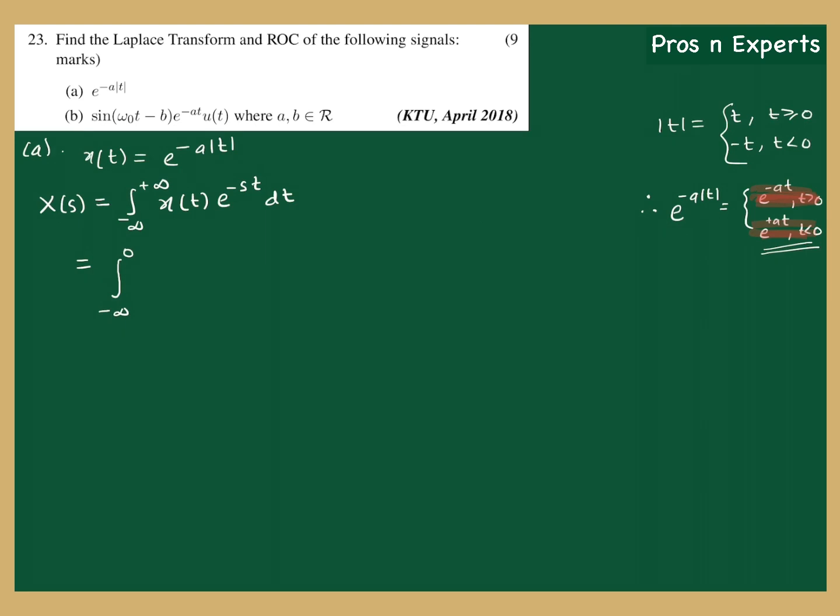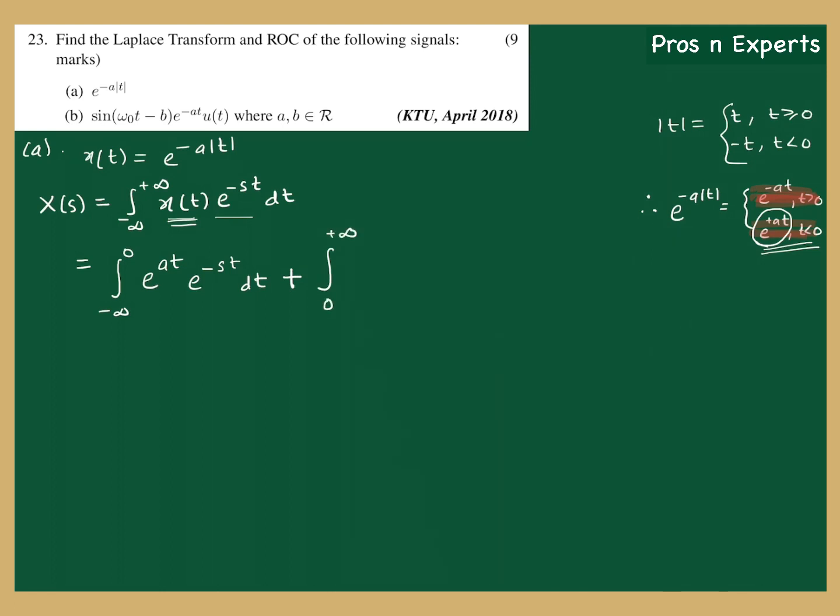Okay, so what is the integral at this negative side? You know, the definition is x of t into e raised to minus st dt. What is x of t at negative time? This is negative time. So x of t at negative time is e raised to at. So instead of x of t, I can write e raised to at, and the rest is e raised to minus st into dt. The integral is not over. Plus, now we have to bring the positive time values. For that, the integral will be from 0 to plus infinity.